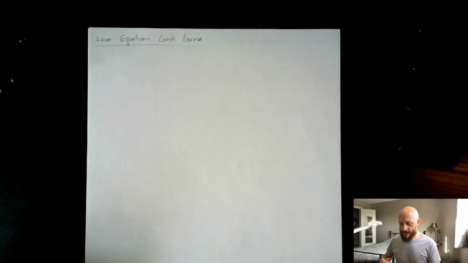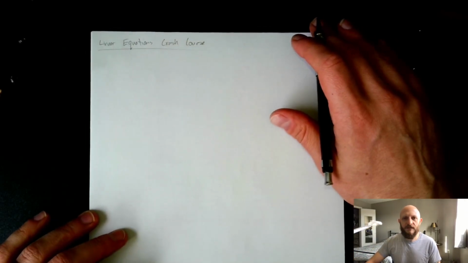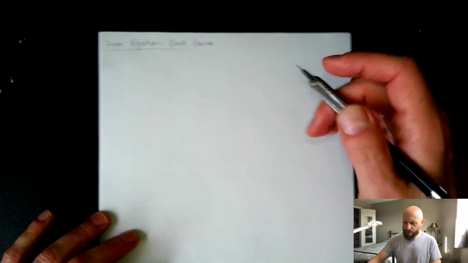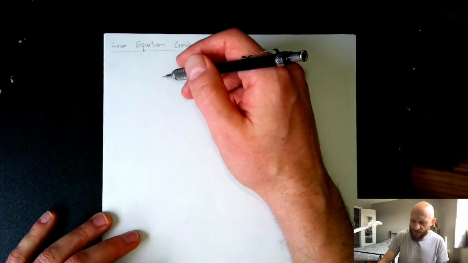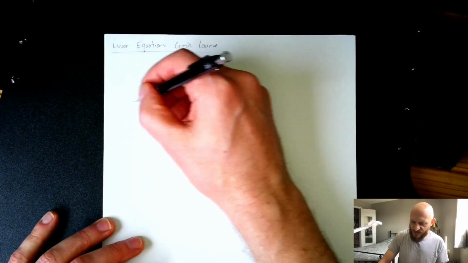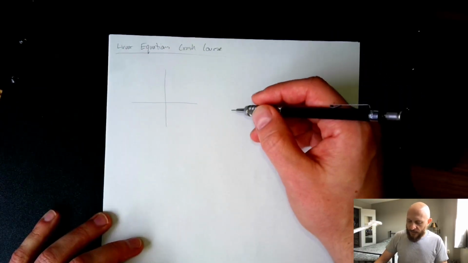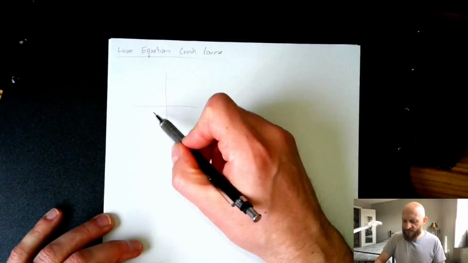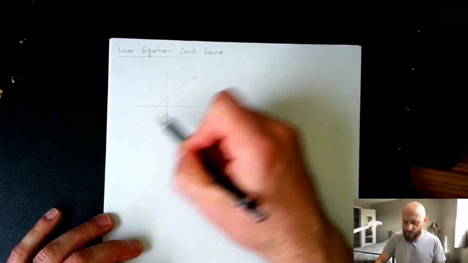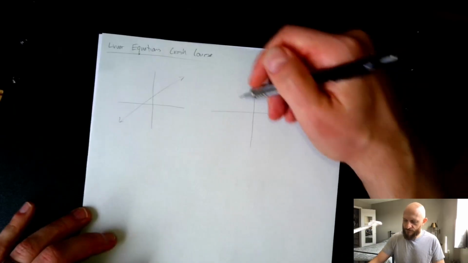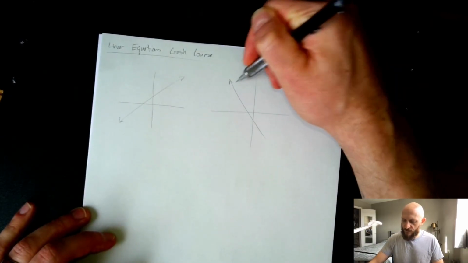All right. Hey, so this is intended to be a linear equations crash course. So what is a linear equation? Well, a linear equation is any equation that, at least informally, visually, geometrically, when you graph it, it's just a straight line. So here's one. Here's what another one might look like. Both of these are linear equations.